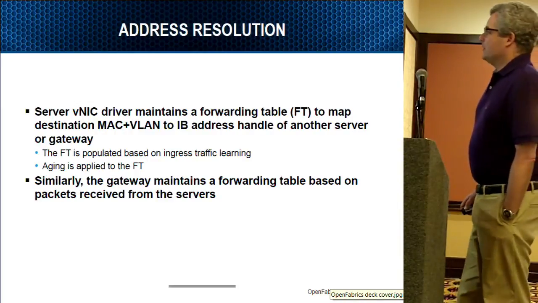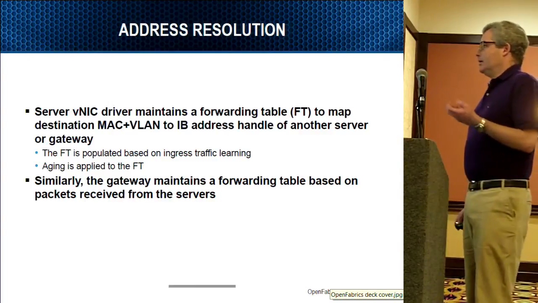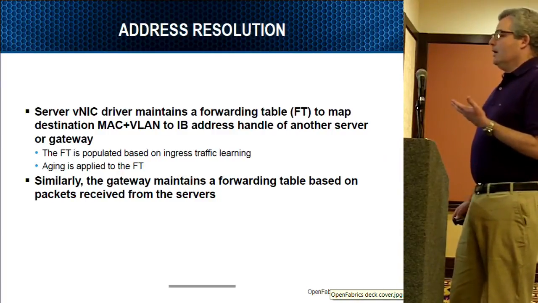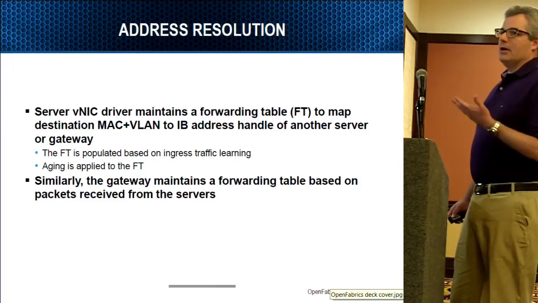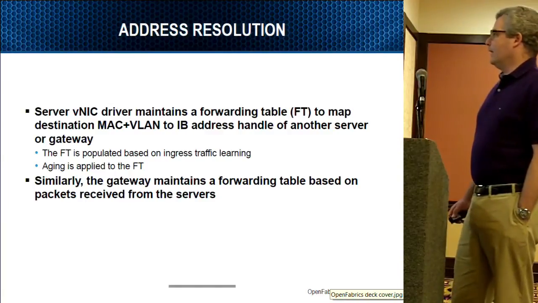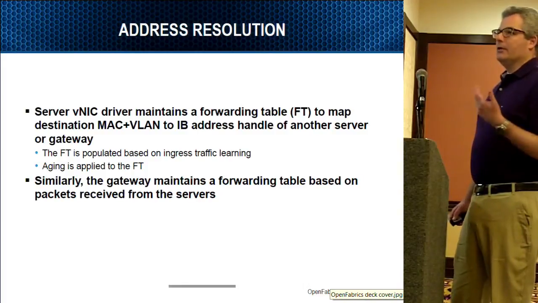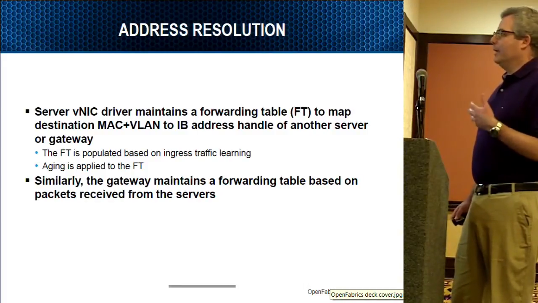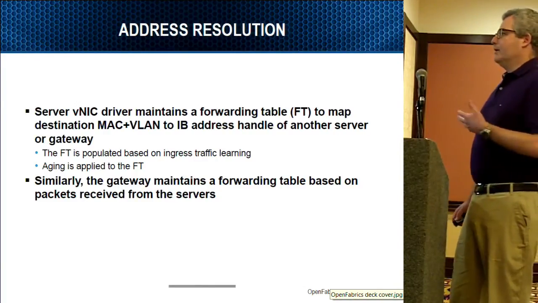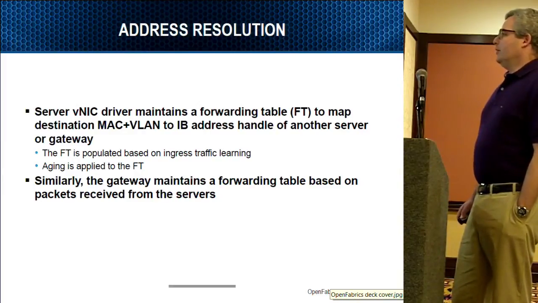So the address resolution I mentioned a little bit. You basically maintain a forwarding table that maps the destination MAC and VLAN that are on the packet to an IB address handle of another server or a gateway. So basically, the VNIC driver learns who owns the MAC and VLAN. And so it knows who to forward the packets to. It's based on learning from ingress traffic. So you see packets coming in, you populate this table, there's aging. If you don't know who owns a packet, then you flood it on the broadcast domain, which is the multicast group. And the gateway operates similarly.